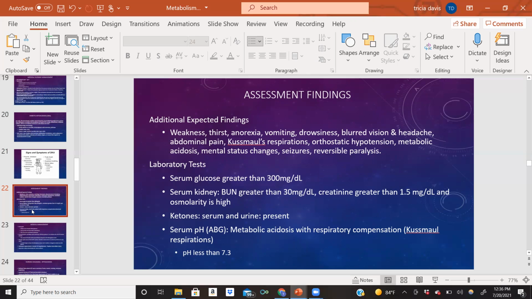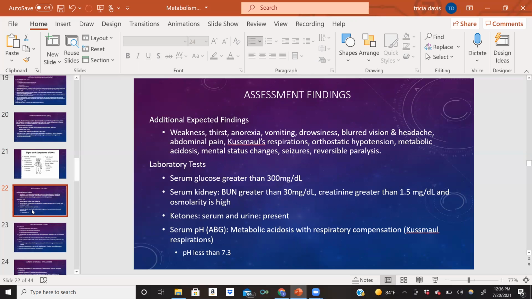Remember, all of our kidney levels are going to be elevated because we have so much glucose in our blood that it's well beyond our renal threshold. The kidneys just can't handle all the glucose, so they're working in overtime. So all of those levels are going to be increased. If we look for ketones in the serum and in our urine, they're going to be present.